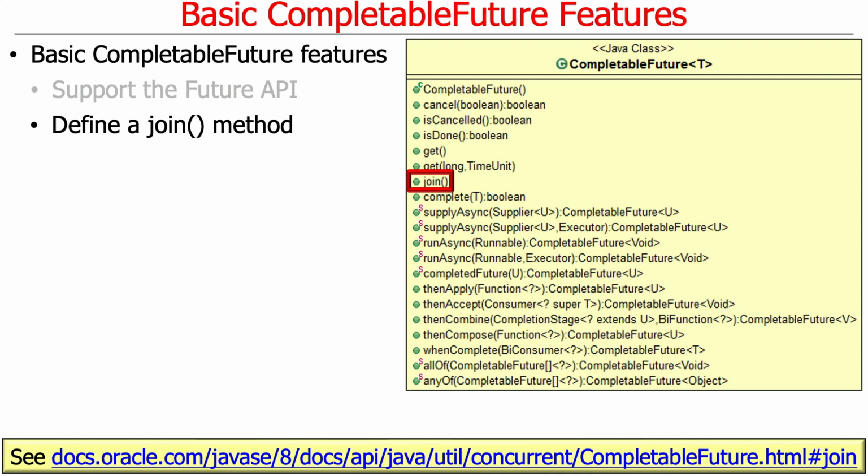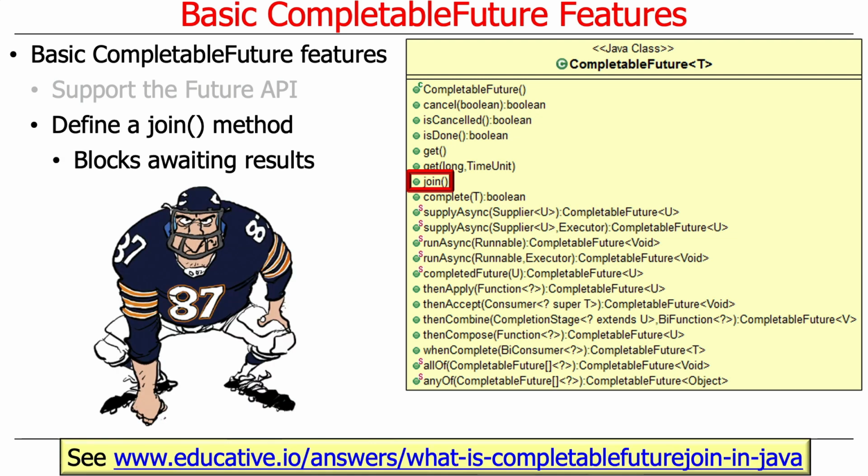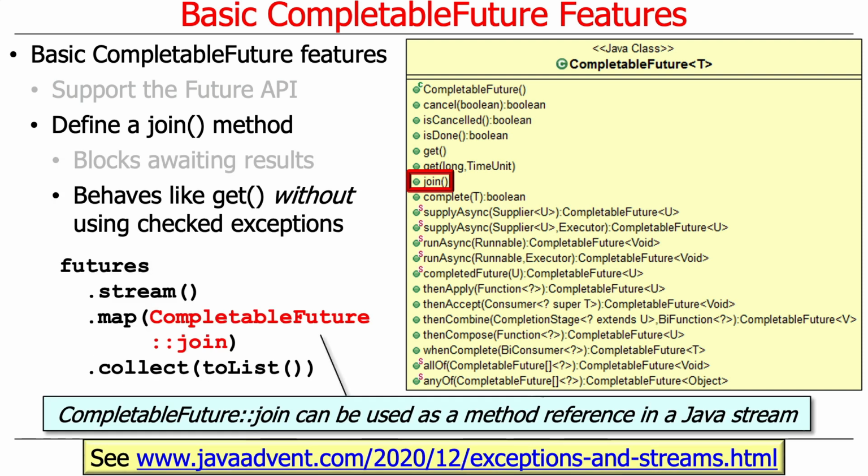One of the things it adds that's a little bit different from the basic Future interface is the ability to define a join method. What join does is it blocks awaiting the results, just like get does if you pass no parameters. However, it behaves like get without using checked exceptions. If you recall, Java has checked exceptions and so-called runtime exceptions. Checked exceptions have to be checked syntactically in the code unless you do exception laundering. In contrast, join doesn't use checked exceptions.